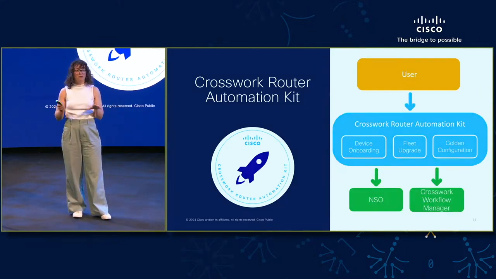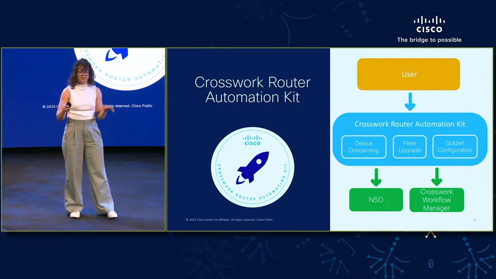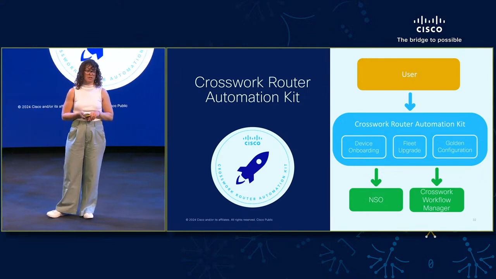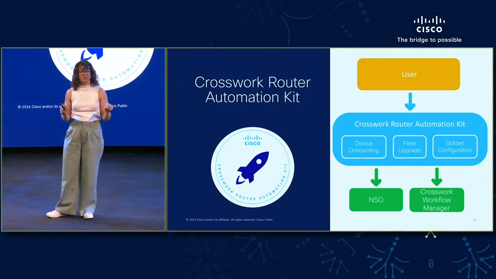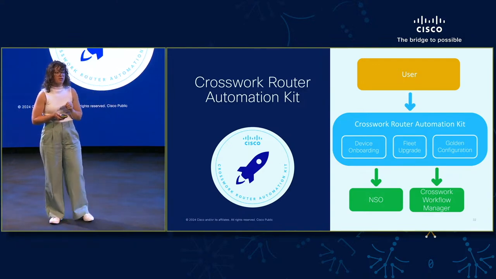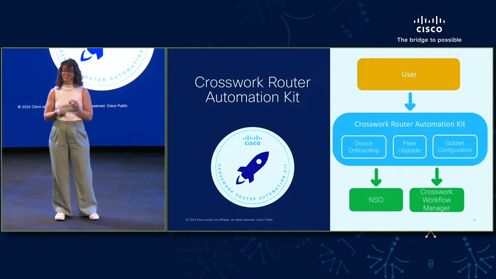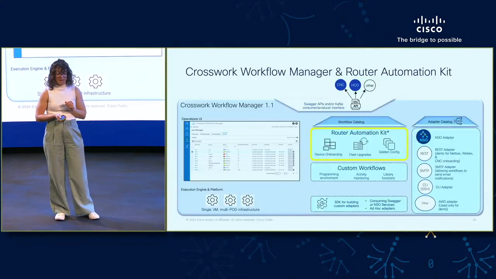So a quick, very high-level visual. You as the user, you're interacting with RAC, those 3 use cases: device onboarding, fleet upgrade, golden configuration. The underlying engines here, you've heard us talk about CWM. That is certainly an essential piece of the pie. We also leverage NSO. So we have essentially function packs that you're going to use with NSO that also give you the power of NSO that I know many of you in the audience love, which is why you're here.